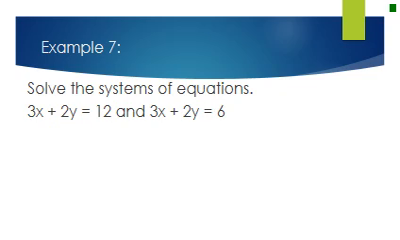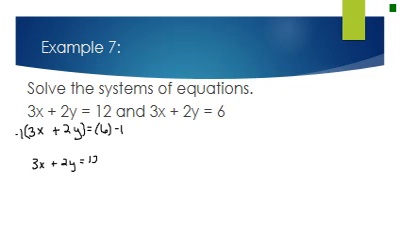All right, example 7. Okay, so let's look at this. We're going to put the second equation right below it. 3x plus 2y equals 6. We need to have opposites, so that means I'm going to multiply this one by a negative 1. Multiply this side by negative 1. And that gives me 3x plus 2y equals 12. And then the other one is negative 3x minus 2y equals negative 6.